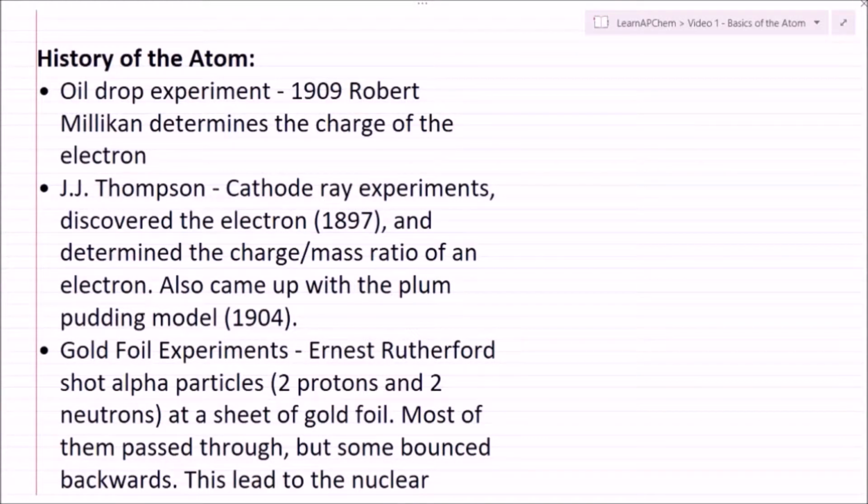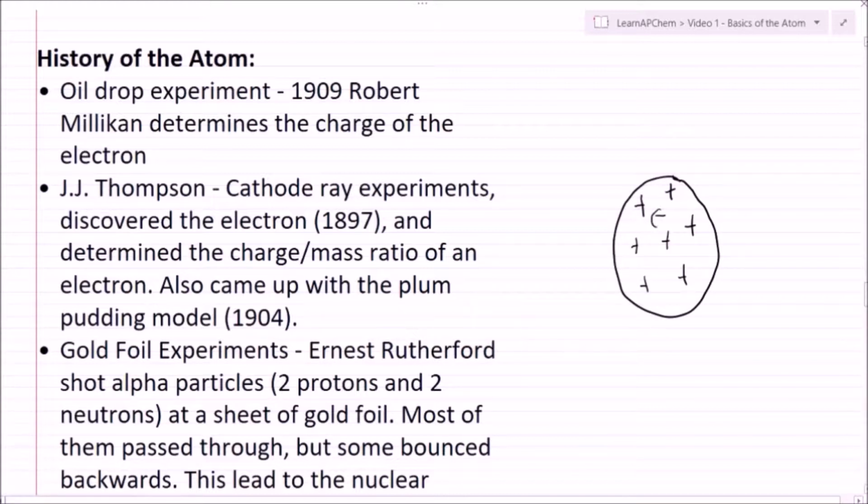Alright, so J.J. Thomson, about 10 years earlier, did cathode ray experiments, and this is where he discovered the electron in 1897. He also determined the charge to mass ratio of an electron, and he came up with the plum pudding model in 1904. This was basically his theory of what an atom looked like: a positive dough type thing, and inside this dough, little particles of negatively charged things, which he discovered, the electrons.